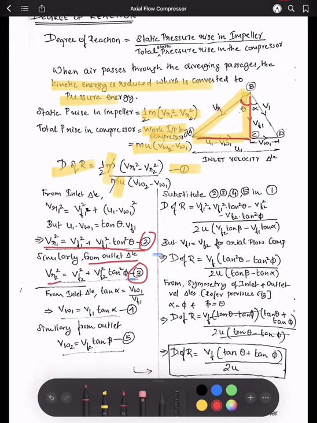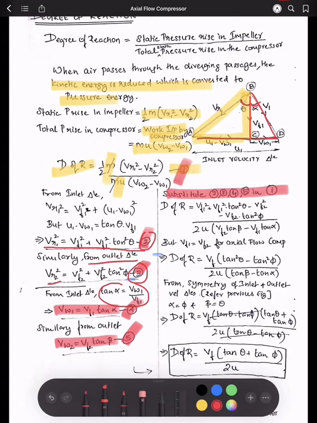From the inlet triangle itself, we can write tan alpha is equal to VW1 divided by VF1. So VW1 becomes VF1 tan alpha and VW2 becomes VF2 tan beta. So I'll substitute 2, 3, 4 and 5 in equation 1. So you'll get this equation, but VF1 is equal to VF2 for axial flow compressors.